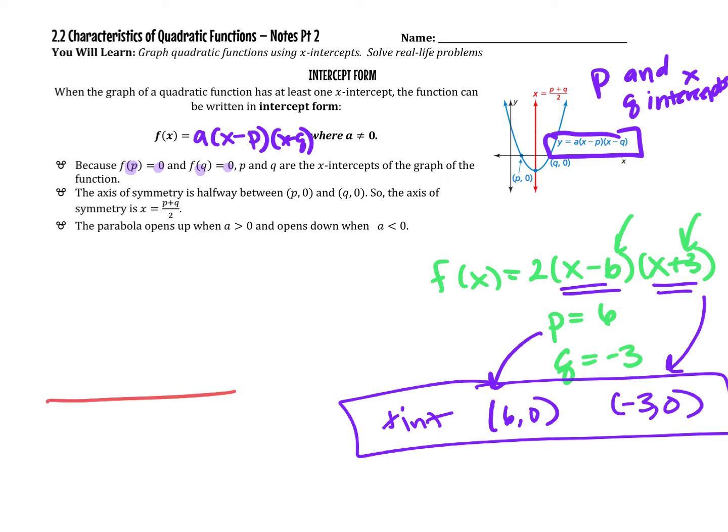So I want to draw a quick little sketch of an axis here. If I graphed (6, 0) and (negative 3, 0), exactly halfway between them is going to be somewhere about right here. But exactly halfway between them would be the vertex. So we can figure out the axis of symmetry by adding those two numbers and dividing by 2. In this case, 6 plus negative 3 is 3, divided by 2 is 3 over 2. So our axis of symmetry would be exactly halfway between them, x equals 3 over 2.